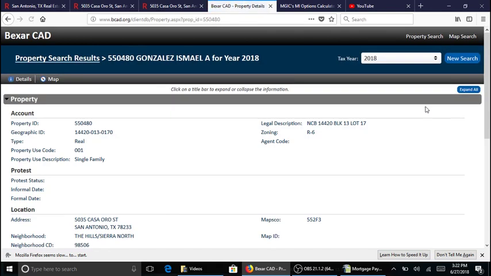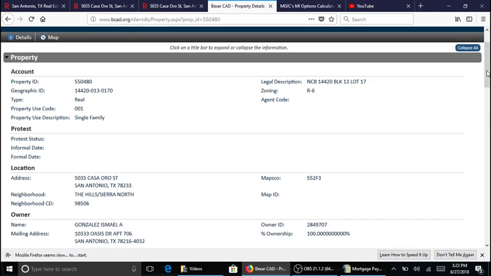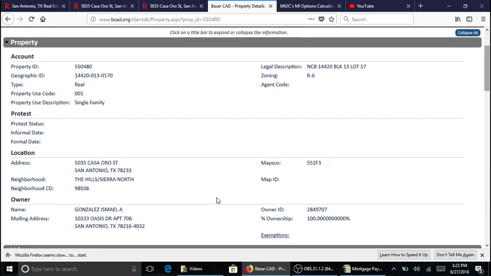Let's click on view details on the side and click here expand all, and we can start scrolling. Okay, so this is going to give you a lot of details about the property in itself. So we have the legal description right here.